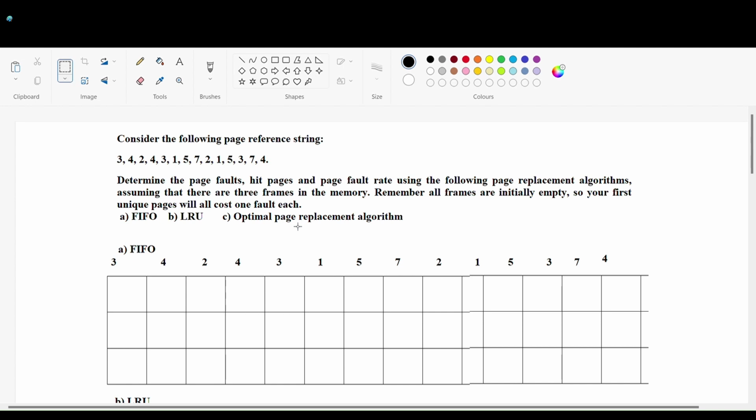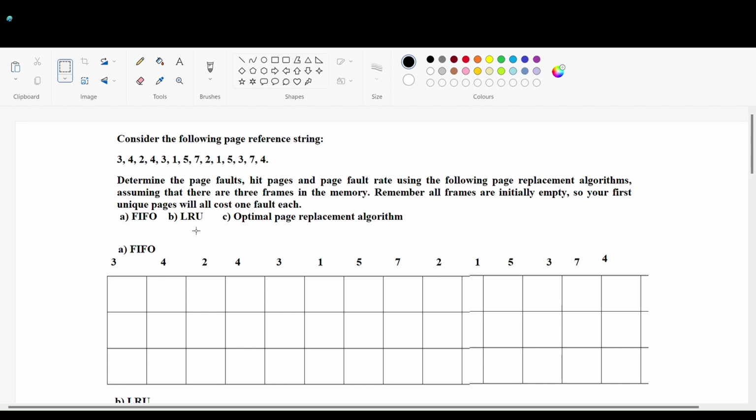Okay, so there are 3 frames in the memory, but there are many pages, so we have to load all these pages into the memory. So we have to replace the page. The page that is running in the memory has to be replaced, and we put in another page that is requested. Okay, so see this example.